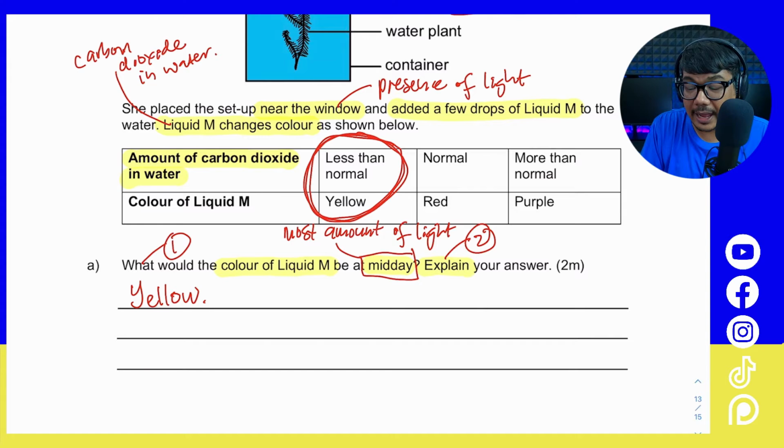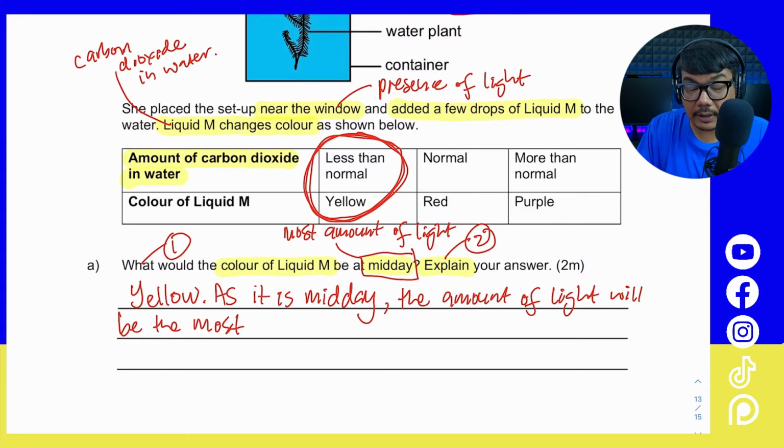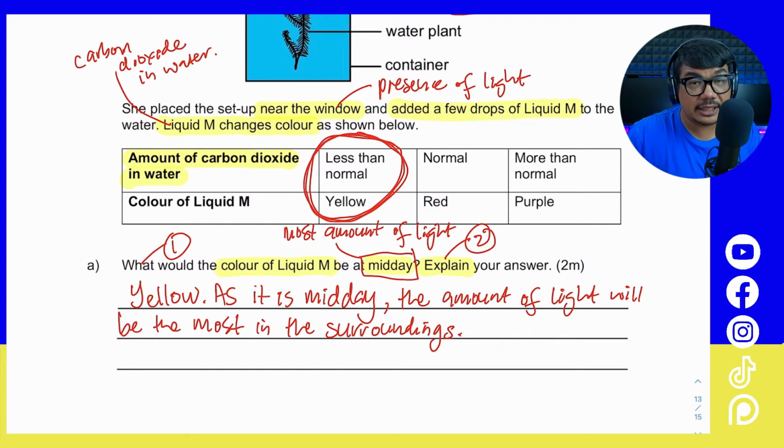Okay, now give me an evidence why it is going to be yellow. Alright, and the evidence is where? Midday. Alright, as it is midday, the amount of light will be the most in the surroundings. Full stop. Alright, so we know that it's midday, so that means the amount of light is going to be the most.